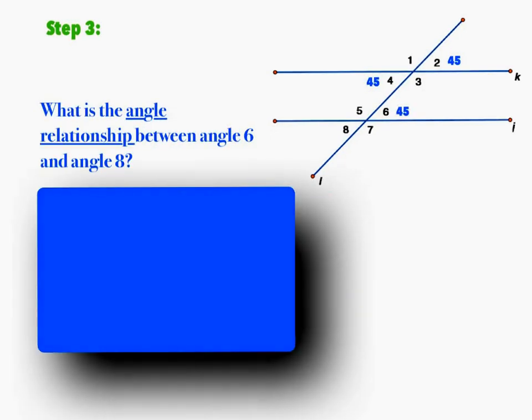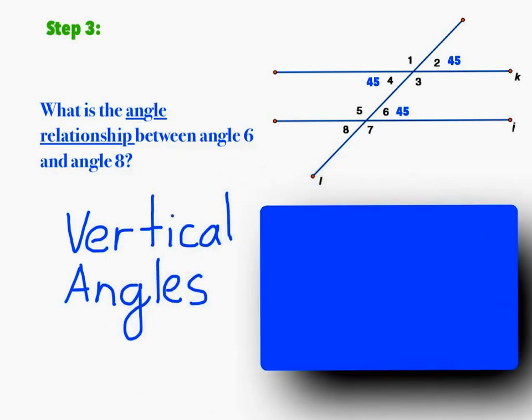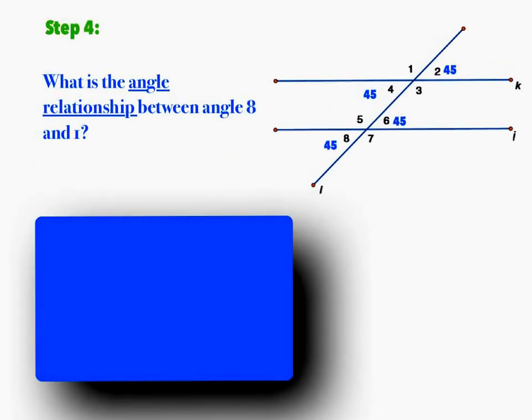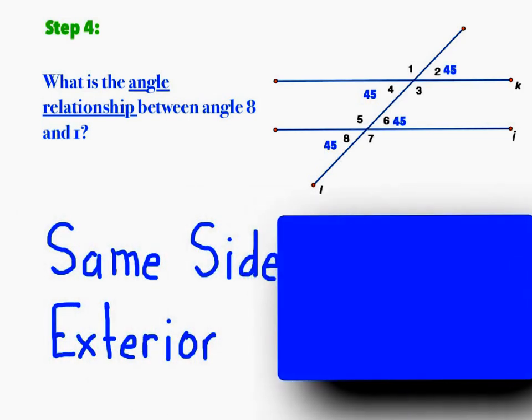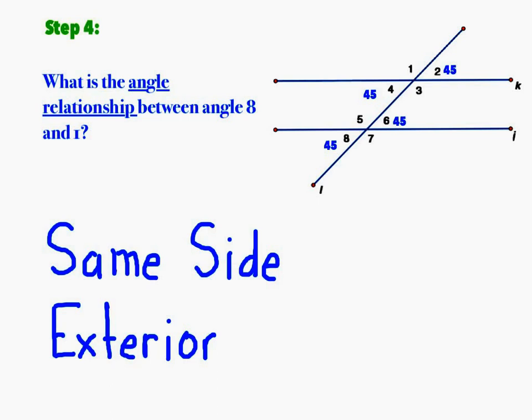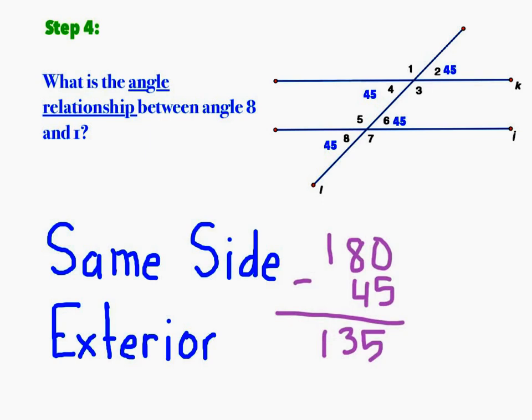Now we're going to look at the angle relationship between angle 6 and angle 8. These are vertical angles. That means that angle 8 is 45 degrees also. Now we're going to look at the angle relationship between angle 8 and angle 1. This is same-side exterior angles. This means that they are supplementary. That means that you have to subtract 45 from 180. And that equals 135. That means that this angle is 135 degrees.